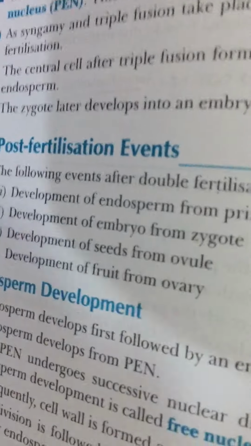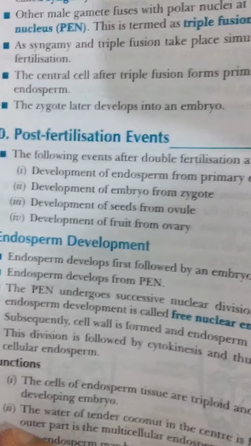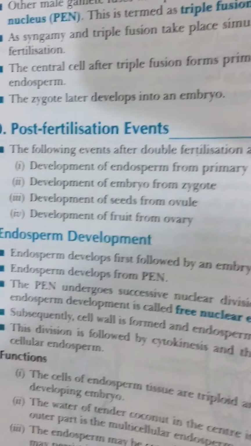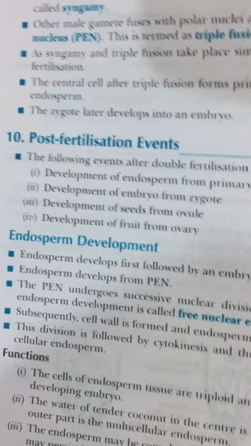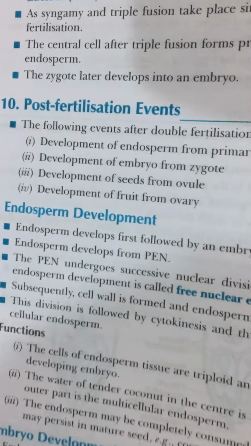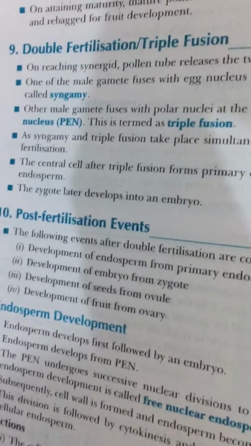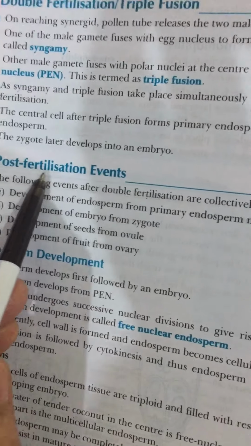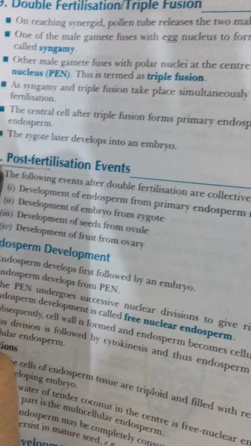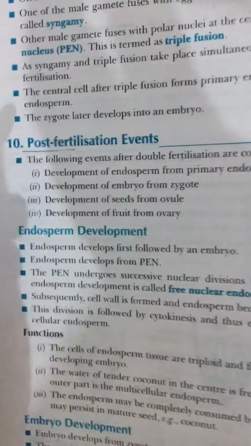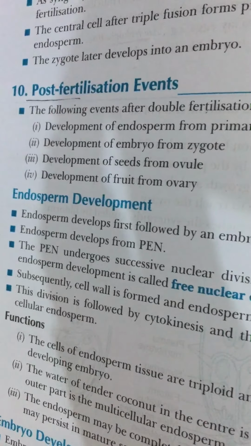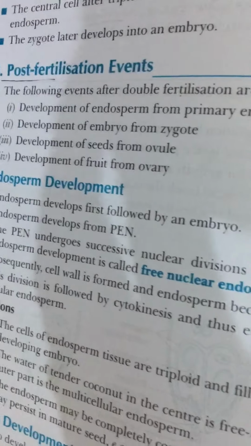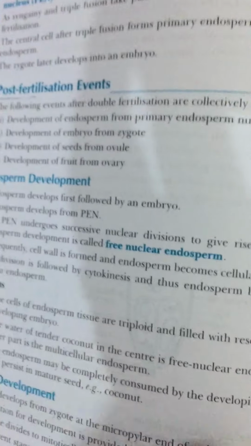Students, now I hope you understand the process of formation of male gametes and female gametes in plants, and you are now familiar with the process of double fertilization. Now we are moving on to various post-fertilization events that take place in flowering plants. They include endosperm formation, embryo formation, and then seed formation. First of all, we will discuss endosperm formation.